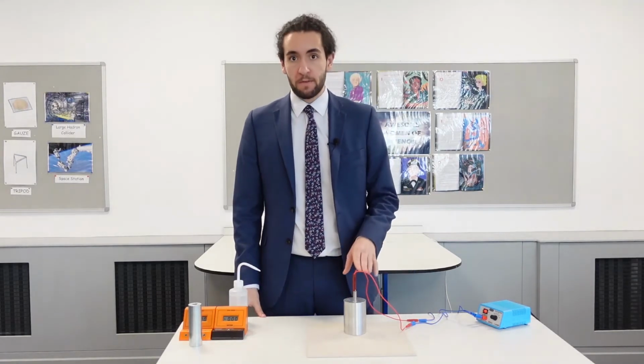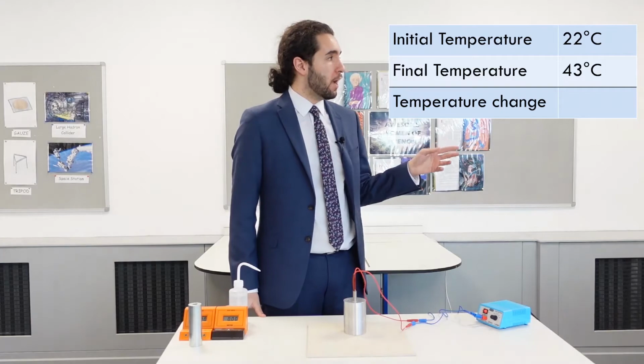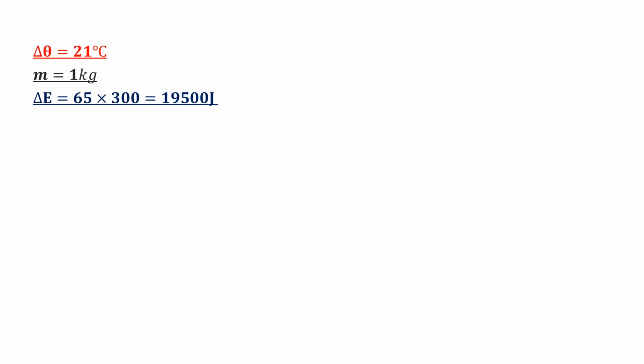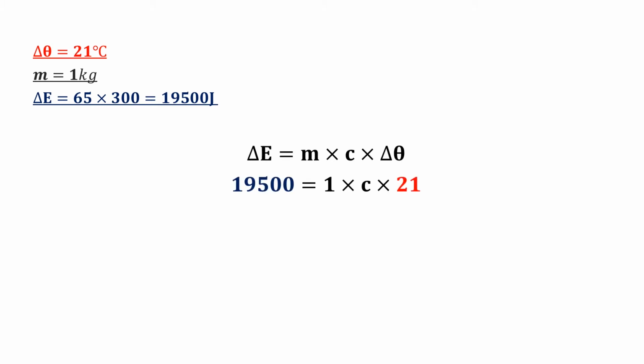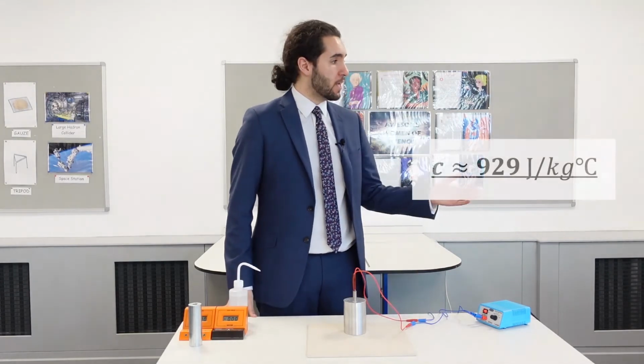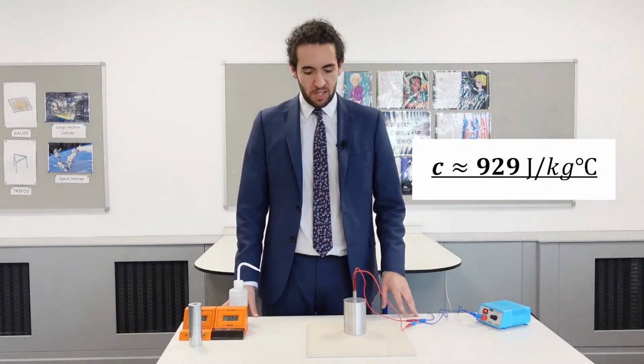So I've now recorded my final temperature, I've put that into my table, and I can use that to calculate the temperature difference. Taking that value, taking the 1 kilogram mass and the energy change over 300 seconds that I calculated earlier, we get the following results. And there you have it. I've calculated the specific heat capacity for this material, aluminium.